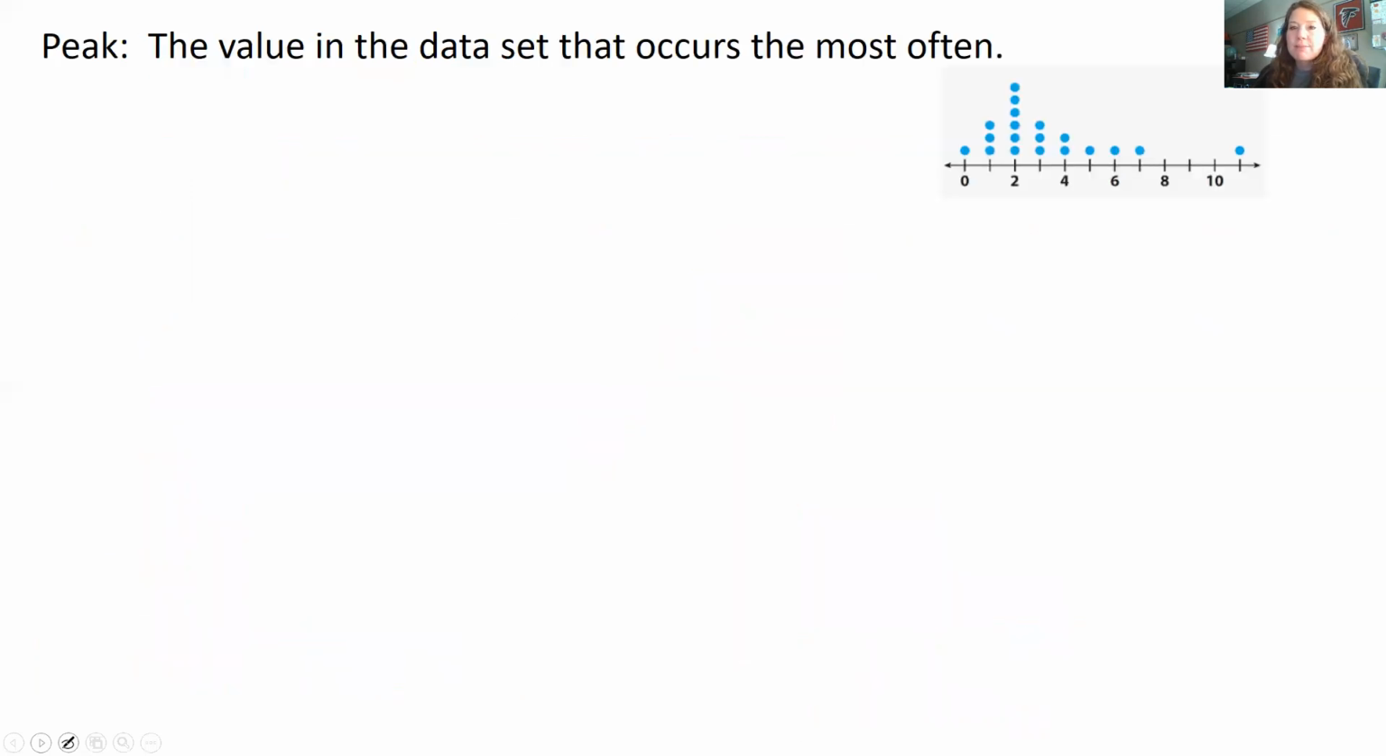All right, so there are some vocabulary terms you need to be familiar with for dot plots. The first one is the word peak. That's the value in the data set that occurs the most often. So here, once again, we have a graph that skews to the right because it flows down this way and tapers off to the right. So this skews right, but we would say that it has a peak at 2 because 2 is our most popular response. It is our mode, right?